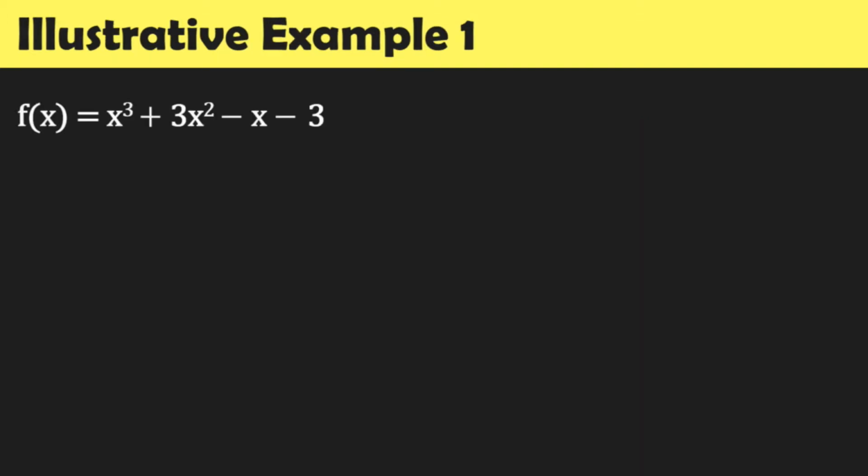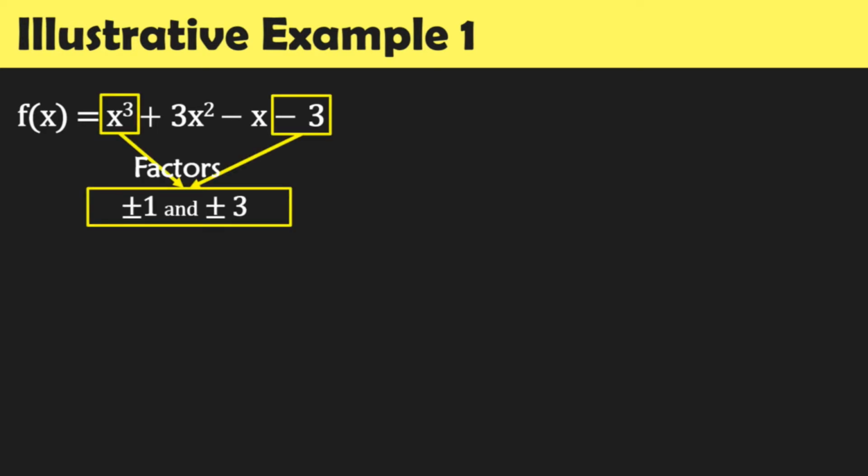Let's have our illustrative example 1. f of x is equal to x cubed plus 3x squared minus x minus 3. By means of rational zero theorem, these are the possible factors. We have positive or negative 1 and positive or negative 3. At this point, we will use synthetic division to evaluate each possible zero until we find one that gives a remainder 0. Let's begin with negative 1.